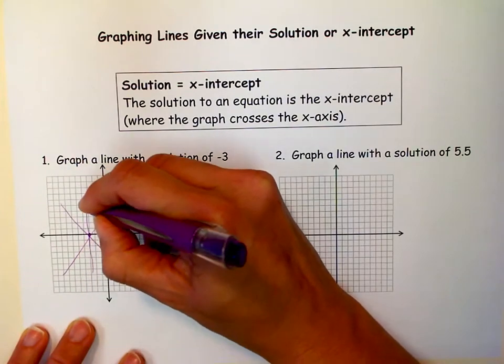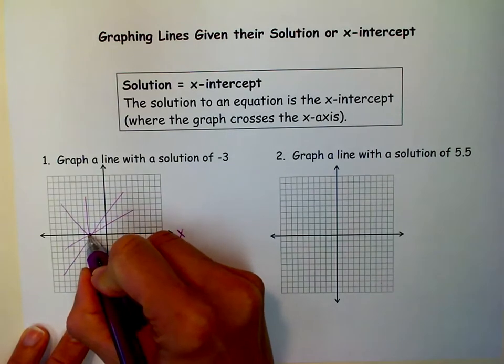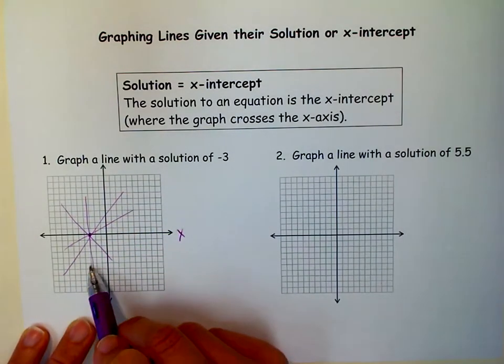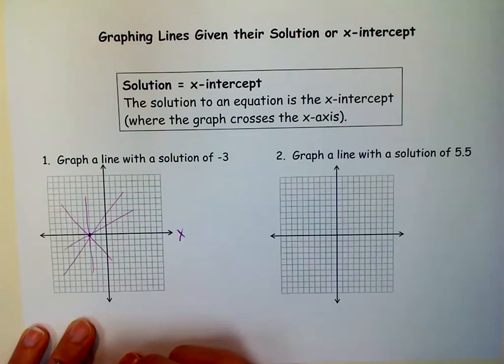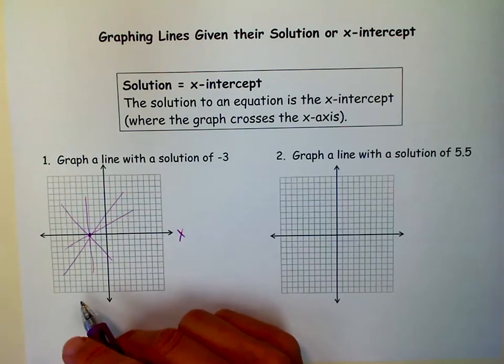We can just draw a whole bunch of them. It doesn't really matter. All of those lines, because they cross the x-axis at -3, have a solution of -3. If you're asked to do this, you only have to do one line, but I just wanted to show you there's lots of different options.